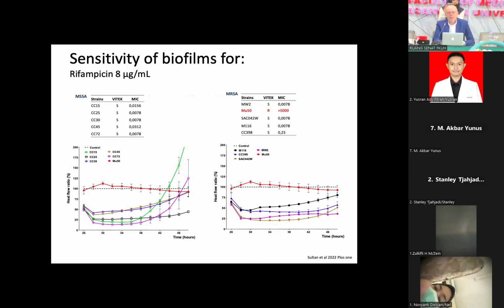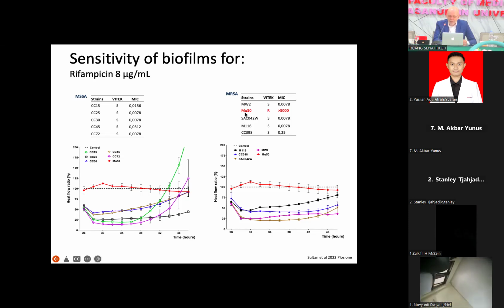We took a collection of MSSAs and MRSAs. The MSSAs are depicted on the left side. We ran the cells through the Vitek. We also did a microdilution assay, so this is the MIC. Here you can see nicely the MSSAs, which are all very sensitive to rifampicin, and these are the MRSAs, with one exception. All strains are sensitive to rifampicin, except for this MU50 sitting over here.